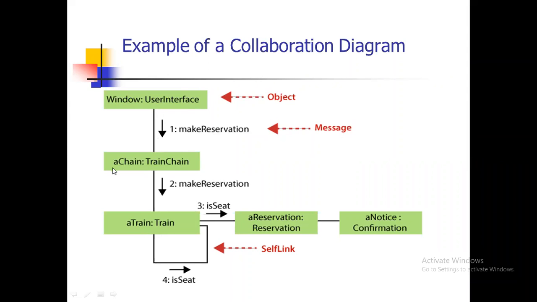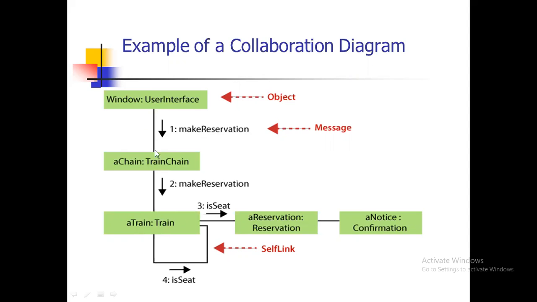Association between these two objects. Next object is a chain, colon, train chain. And see the links or the messages with the sequence number. See the first message, make reservation. The user, through that object window, is going to send our first message, make reservation, with the train chain. Then second is make reservation, then third message is a seat.